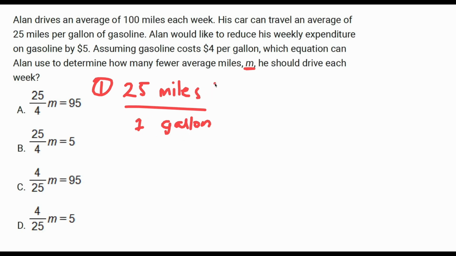So this altogether essentially equals 1. All right, continuing reading on, it says Alan would like to reduce his weekly expenditure on gasoline by $5. Okay, great. That's not a rate because it's just going to be like $5. It's just one number and one unit.